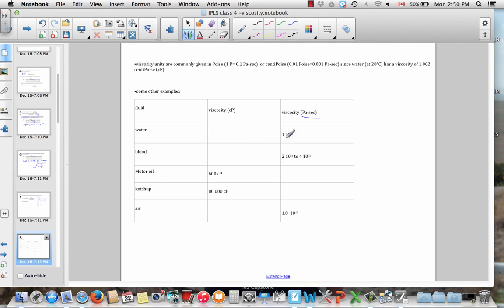And then here are some common materials. Water is about 0.001, although it is temperature dependent. Blood ranges depending on the consistency of the blood, but it varies between about 2 and 4 times the viscosity of water. And then air is not very viscous at all.